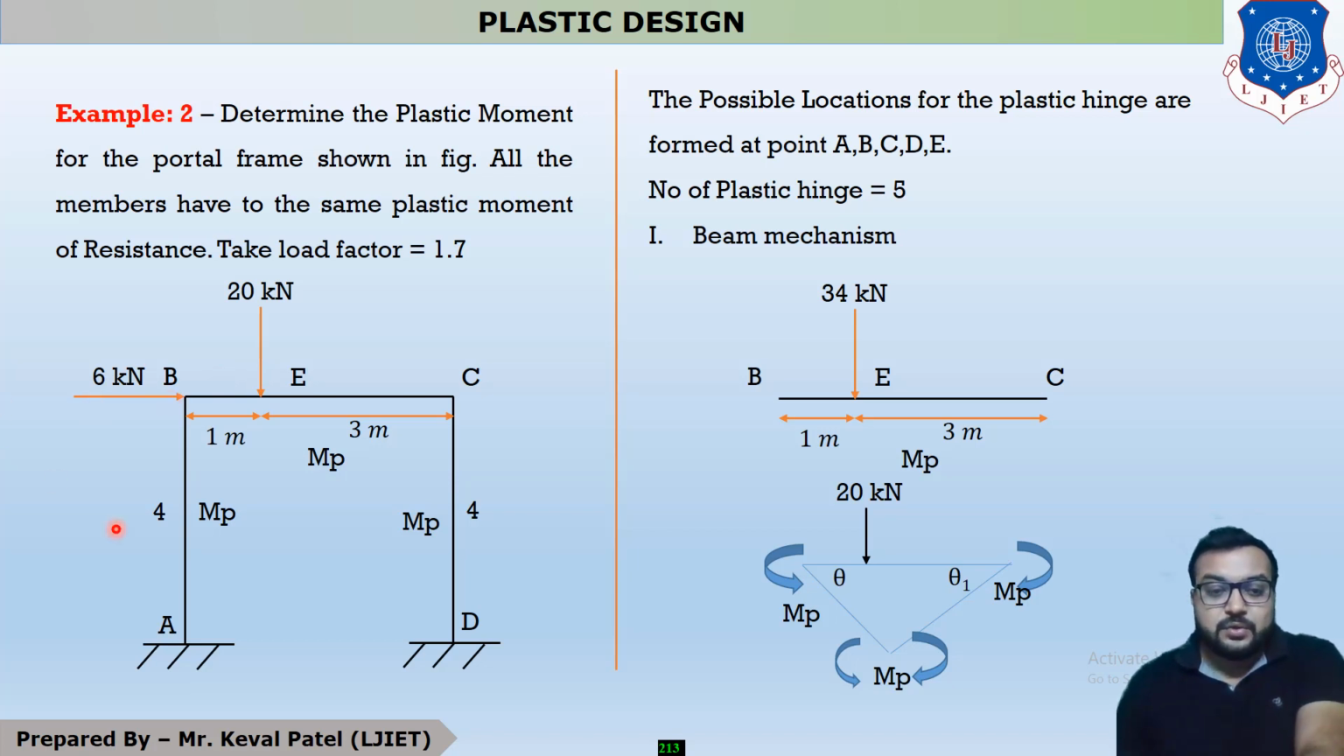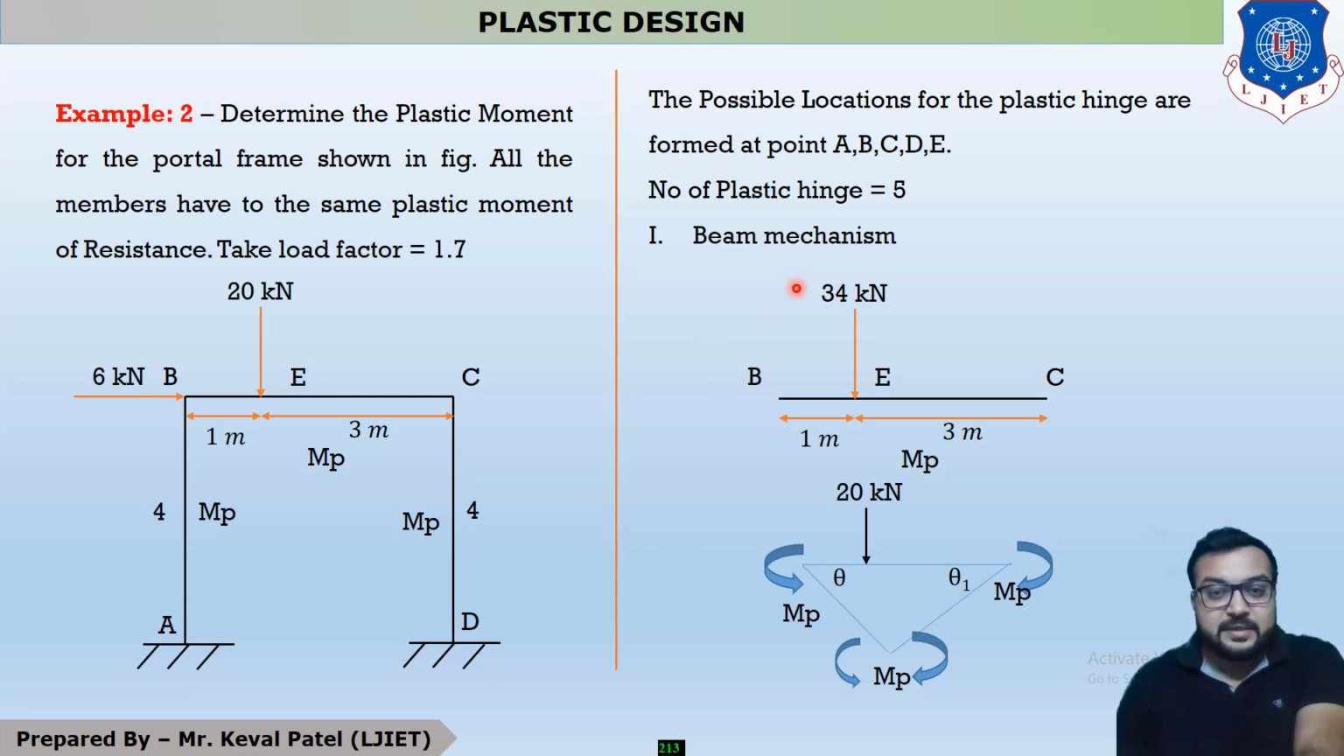This is a fixed support, so it takes moment. This is the intermediate support, so it also takes moment. This is the point of load, so this point also takes moment. This is C, an intermediate support, so it also takes moment. And D is a fixed support, so this point also takes moment. That is why in this system there are 5 points which take moment: A, B, C, D and E. Now we are moving further to our first mechanism, which is the beam mechanism.